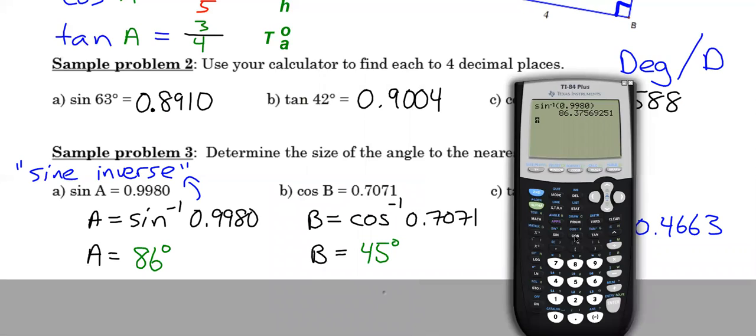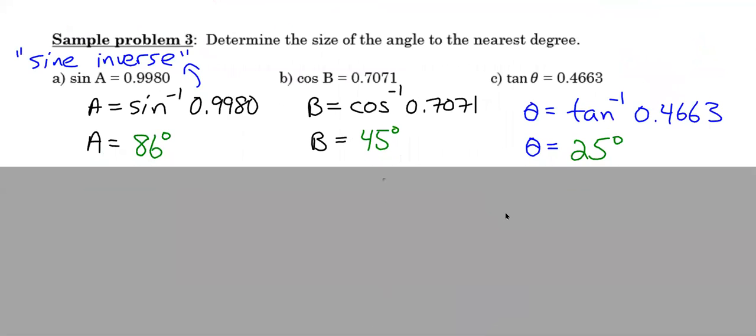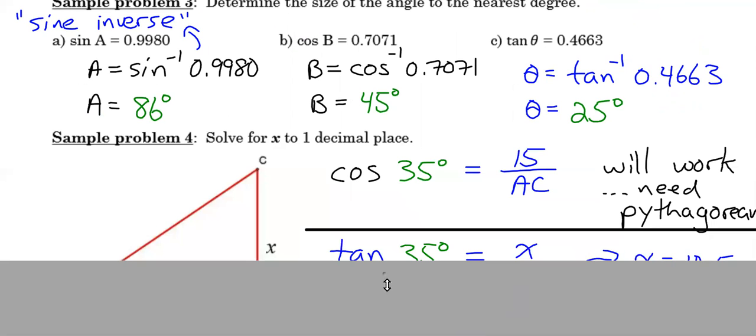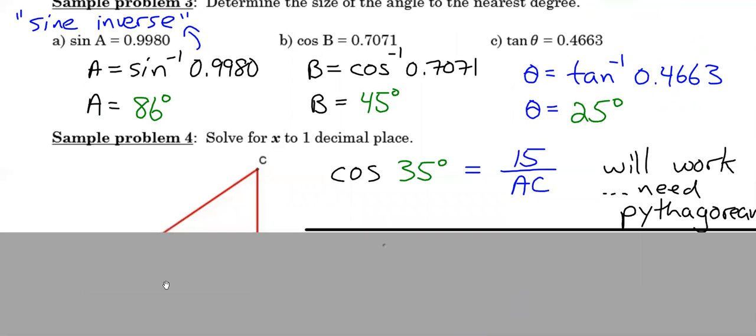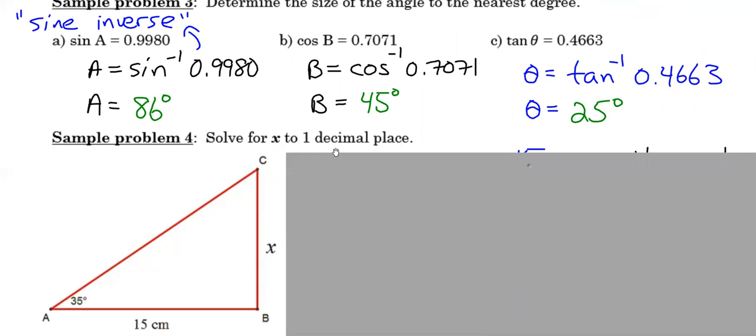So just to do this quickly, cos inverse of 0.7071 is 45 degrees. And then the tan inverse of decimal 4663 is about 25 degrees. Okay, so please do yourself a favor and take a look at how your calculator works, because notice this question is going to require you to do some calculating with your calculator. Okay, solve for x to one decimal place.